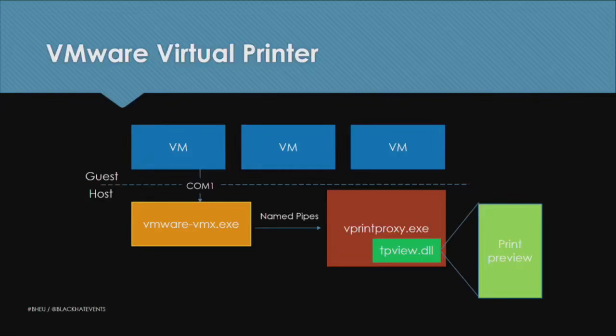The architecture is like this. The guest virtual machine writes data to COM1 to VMware vmx.exe on the host. Then VMware vmx.exe will communicate with vprintproxy.exe by named pipes. vprintproxy.exe gets the content and loads tpview.dll to do the print preview job.